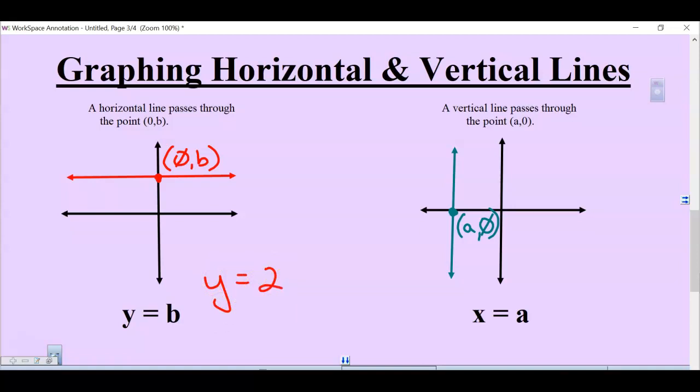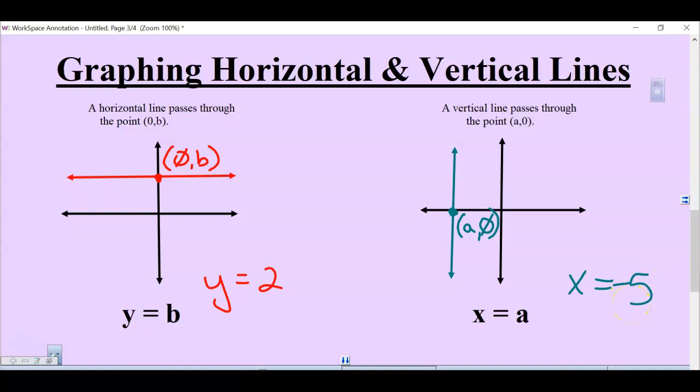On the other side here, vertical lines always pass through a point we identify as point A. Point A is going to be identified as our x-intercept. And the equation for such a line is in the terms of x equals some number. So, for example, x equals -5. All right.